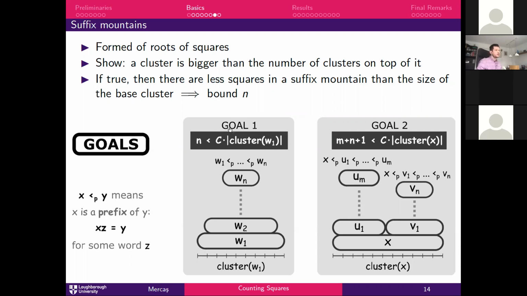Okay. What we did in our work is actually prove this goal 1. We weren't able to prove goal 2. We have some ideas, but so far, no cigar, right?